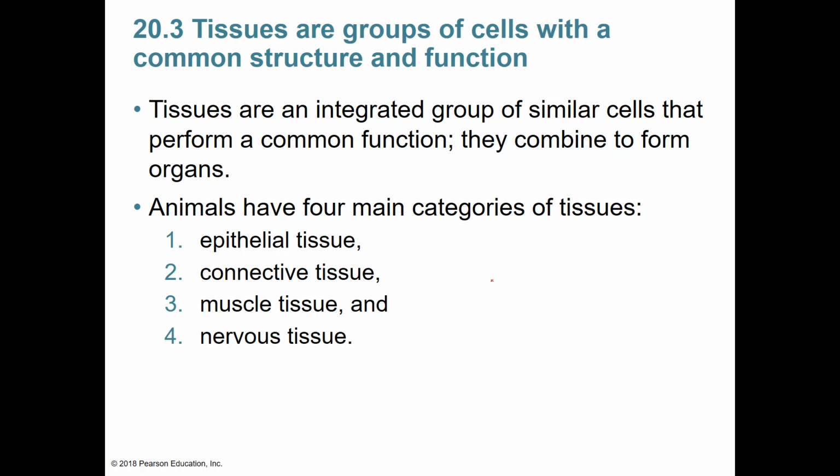Okay, so just breaking this down, we'll talk about what each of these levels consists of, and the categories of things that make them up. So tissues, again, we're talking about groups of similar cells with a common function. And there are four main types of tissues. We have epithelial tissue, connective tissue, muscle tissue, and nervous tissue.